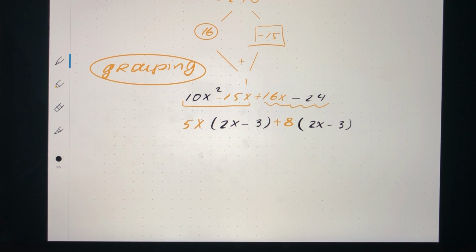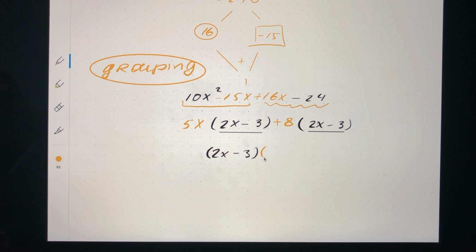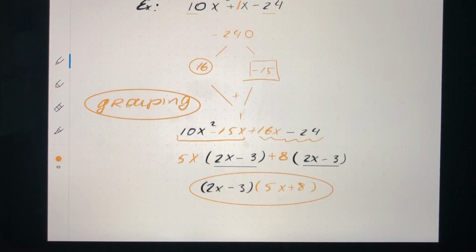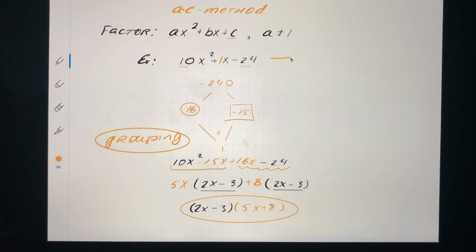And we notice that both parentheses are exactly the same, which means we can factor them out. And that's our first set. The second set of parentheses will have the leftover, the 5x and 8. And this is it. That is the final answer to how to factor our original question using the AC method.